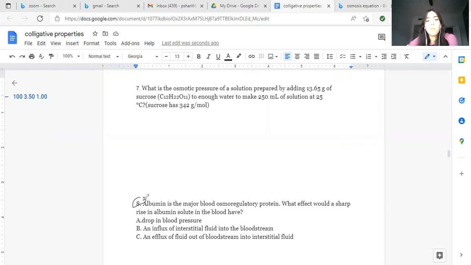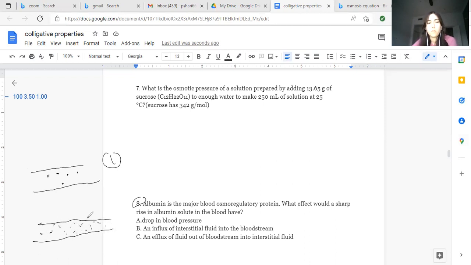Albumin is the major blood osmoregulatory protein. Albumin is something that's in the blood, kind of like a solute. What effect would a sharp rise in albumin solute in the blood have? So these are some vessels filled with blood, and we have this much in our first condition. Then it says there's a sharp rise, so let's imagine many more of these.